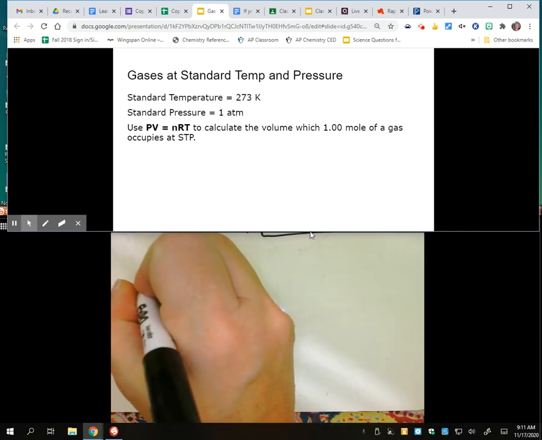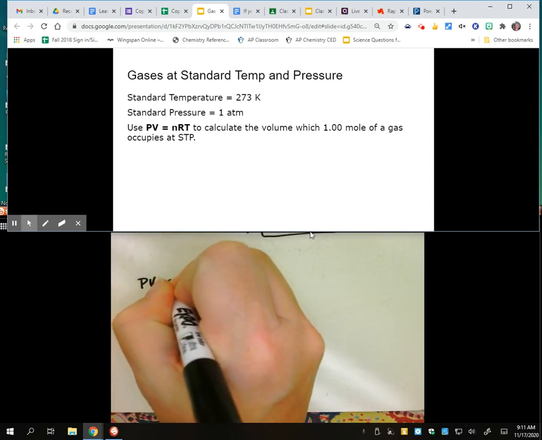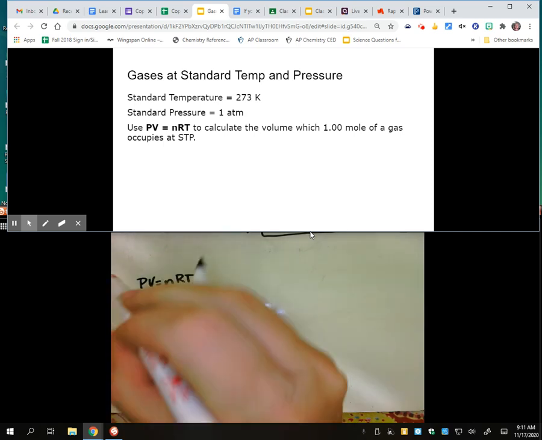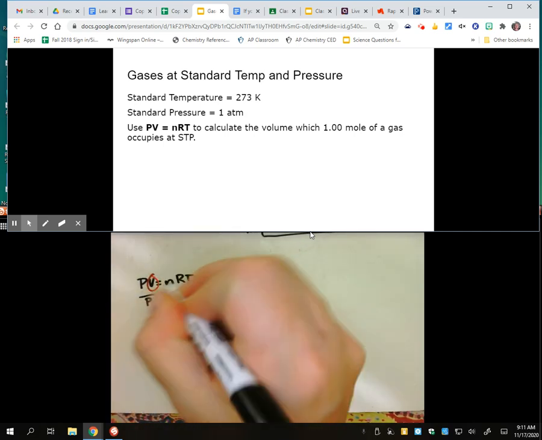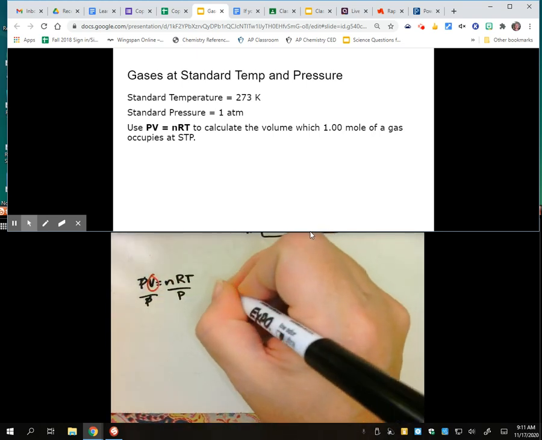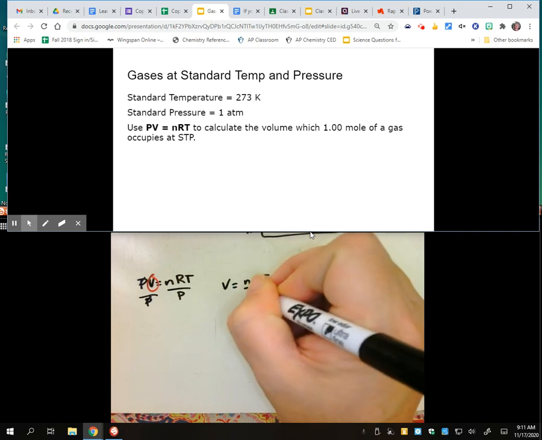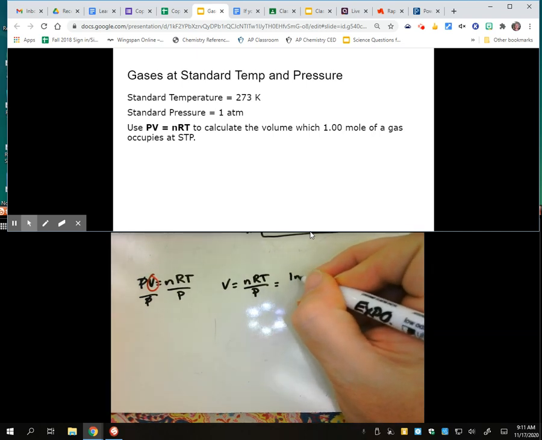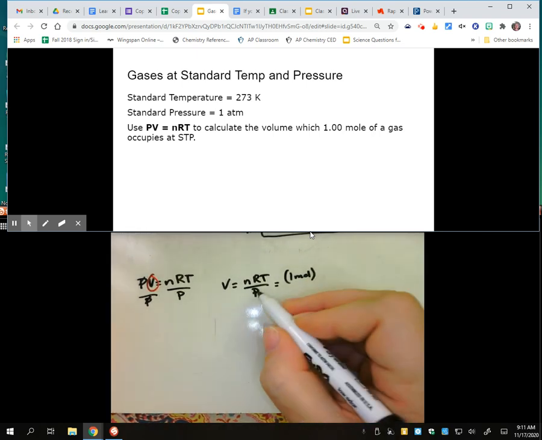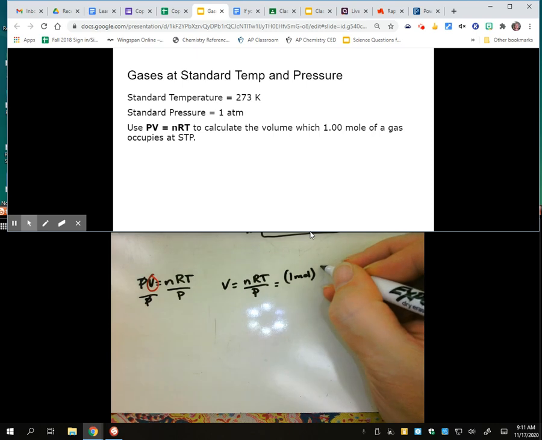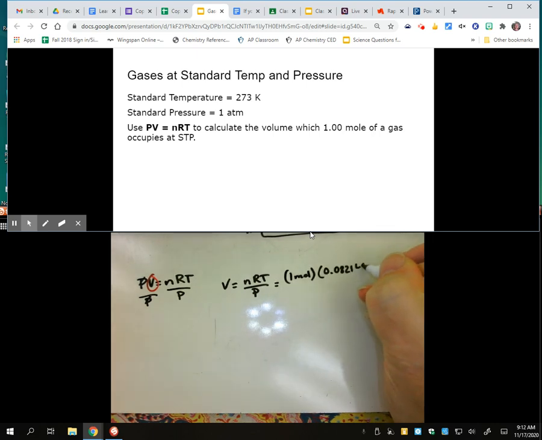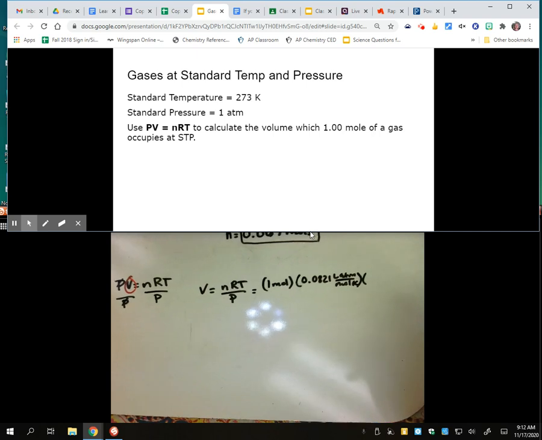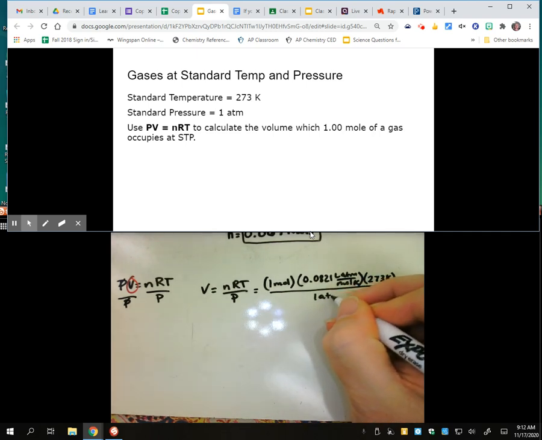Okay, so in this particular problem, we have PV equals nRT. We're solving for V. So that means we're going to divide both sides by P. So V equals nRT over P. They told us that it is 1 mole of a gas. R, if I choose my pressure, just like I did before, as 1 atmosphere, R value is going to be 0.0821 liter atmosphere per mole K. And then my temperature, standard temperature, 273 Kelvin, divided by standard pressure, which is 1 atmosphere.